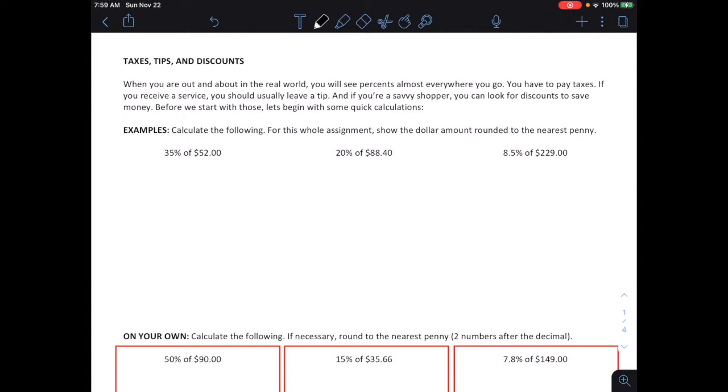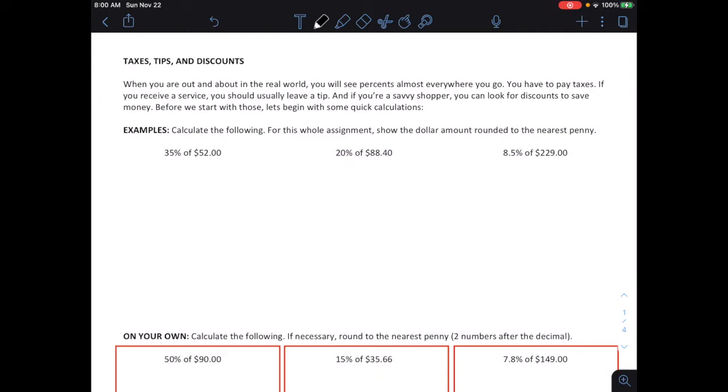So the first thing we have to be able to do if we're going to talk about taxes, tips, and discounts is be really good at calculating percentages. And we did this in the last lesson where we used percent over 100 is equal to is over of, and we calculated percentages. And we're going to do that same thing.